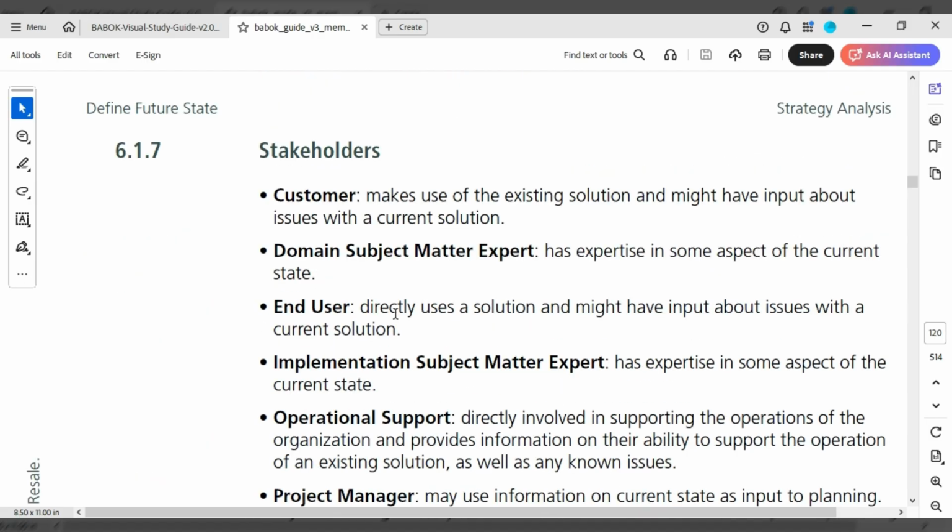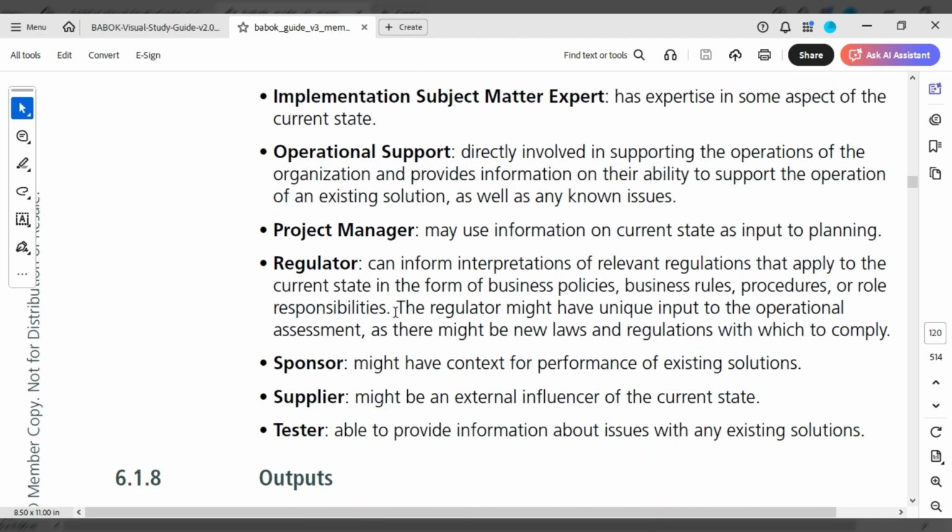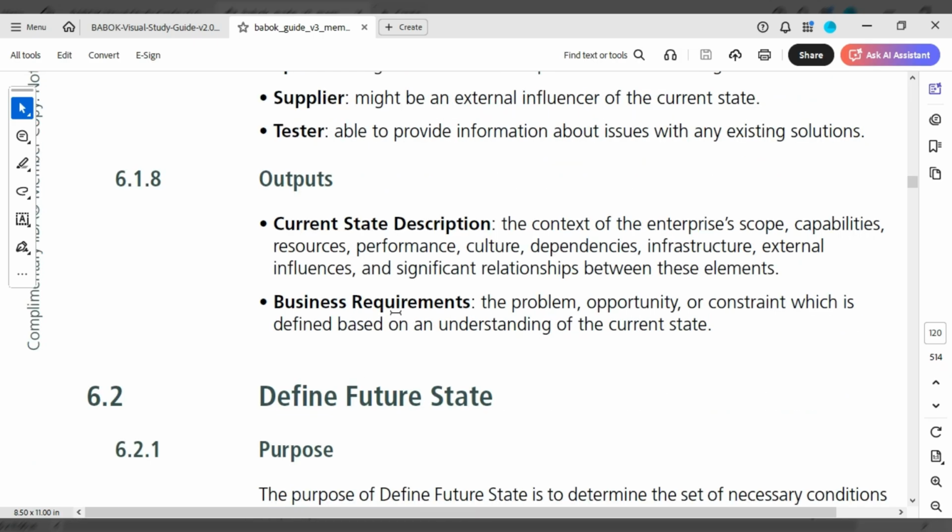Who are your stakeholders? You have your customer, your domain SME, your end users, your implementation SME, your operational support, your project manager, regulator, sponsor, supplier, and tester. And then, what are the outputs? The current state description. You want to analyze the current state, right? And now you have the current state description: the context of the enterprise, scope, capabilities, resources, performance, culture, dependencies, infrastructure, external influences, and significant relationships between these elements. Business requirements: the problem, opportunity, or constraint, which is defined based on understanding of the current state.